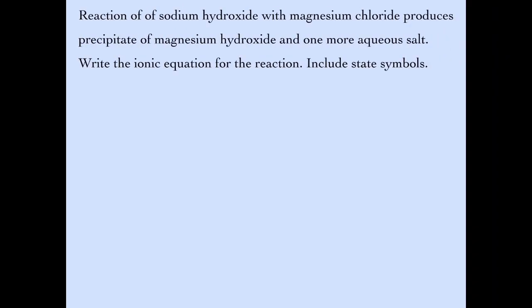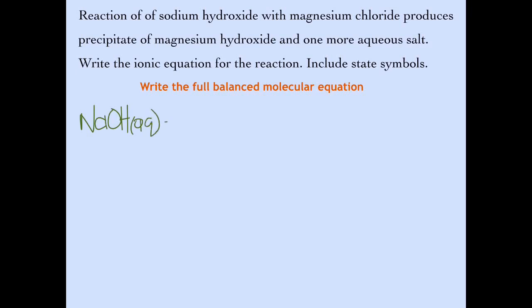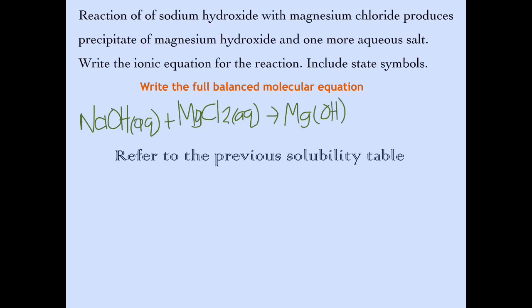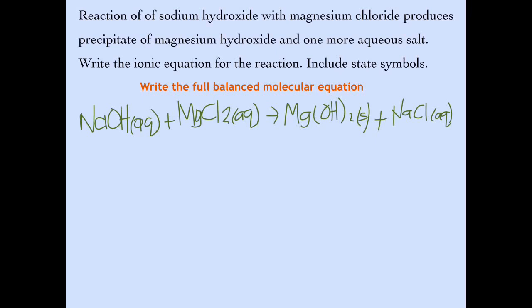Let's go into this example. Reaction of sodium hydroxide with magnesium chloride produces precipitate of magnesium hydroxide and aqueous salt. Write the ionic equation for the reaction, including state symbols. First, write a balanced molecular equation. So NaOH and magnesium chloride will be aqueous because they are soluble, and magnesium hydroxide will be S for solid because it is a precipitate. Make sure the equation is balanced.